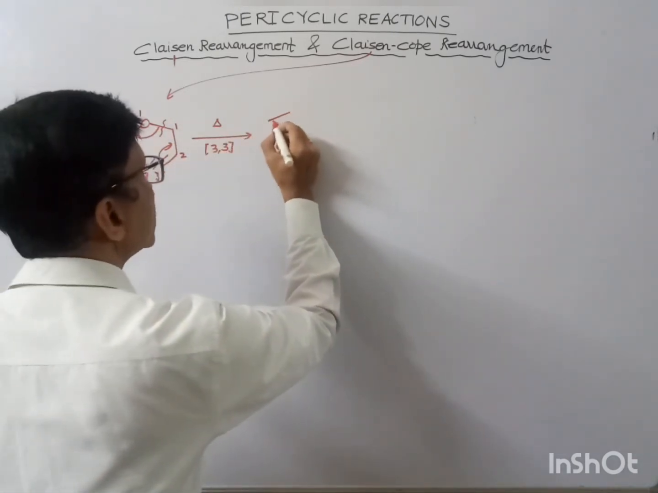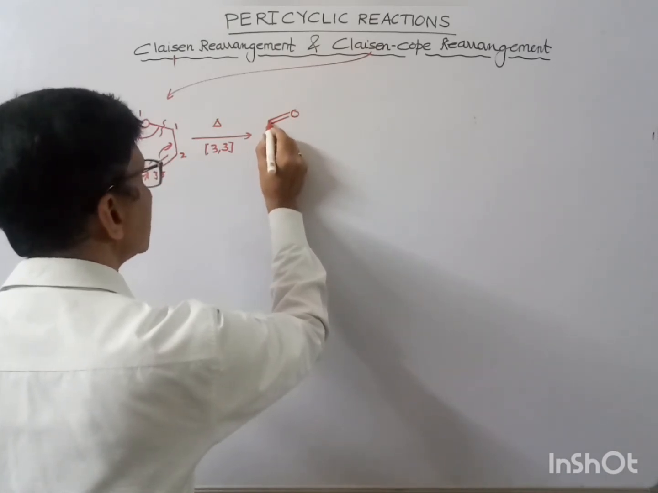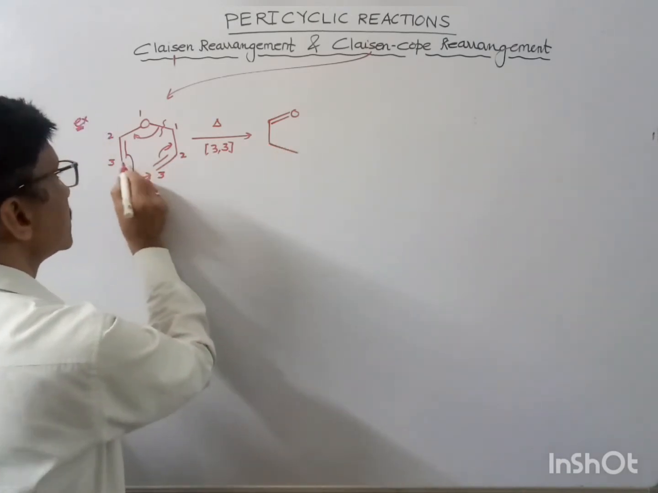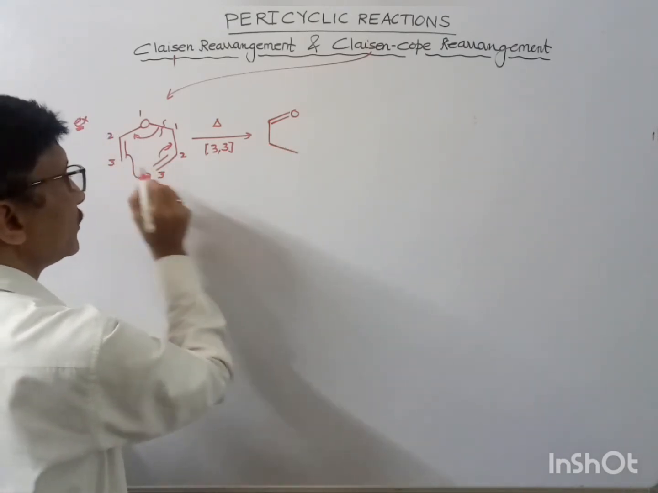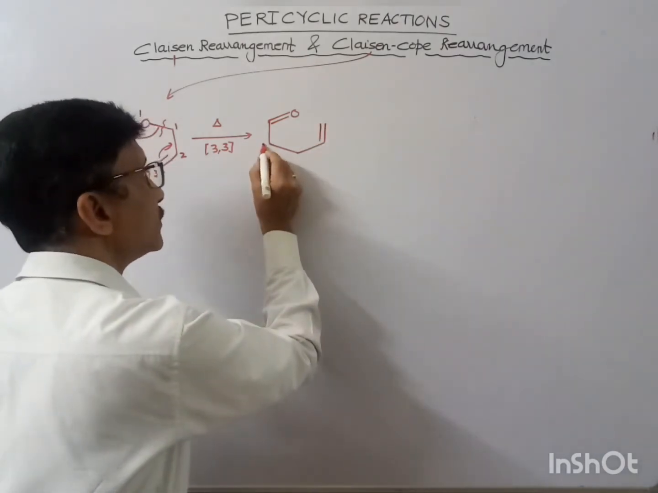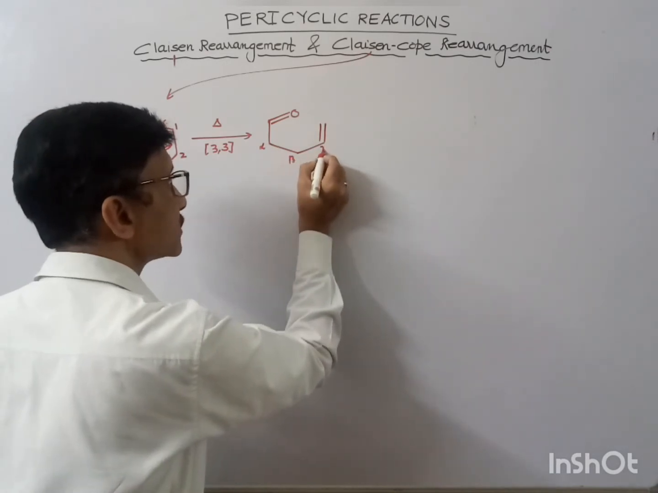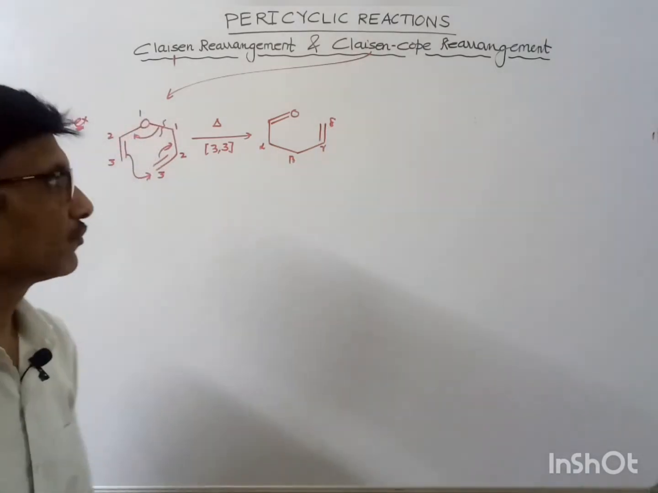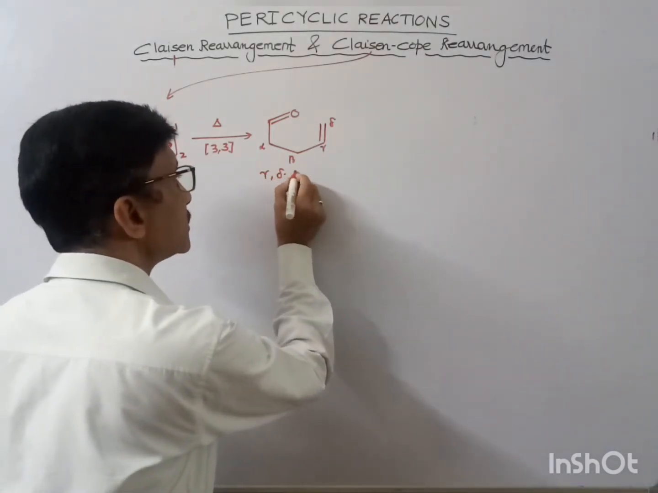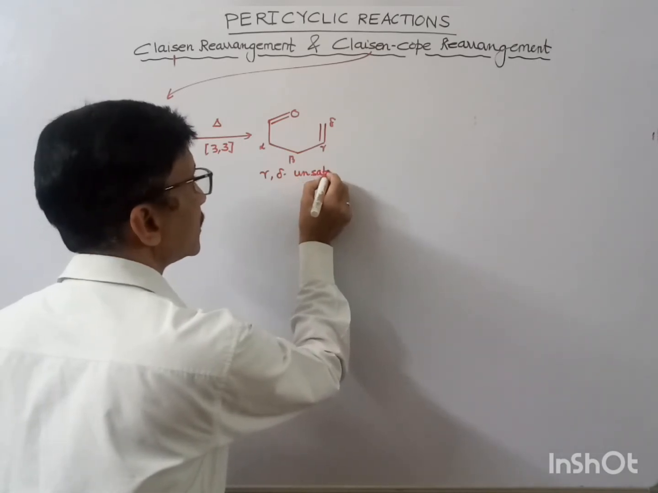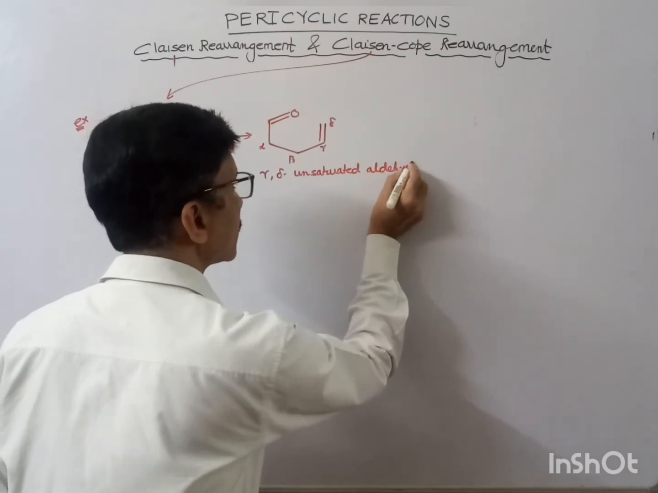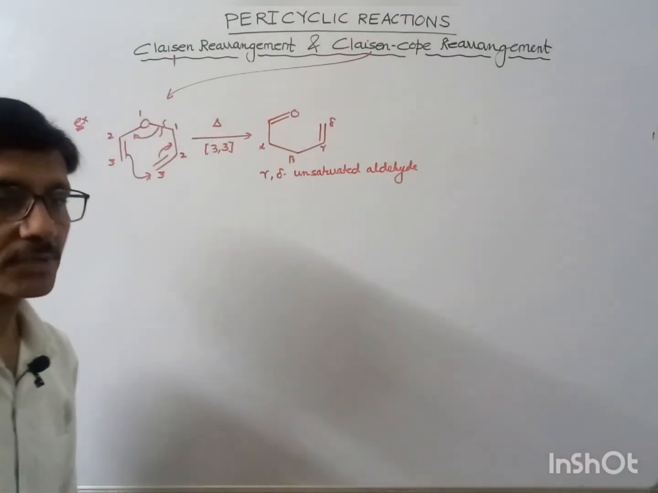And finally the product that we are getting: the C double bond O, this double bond is converted into a single bond, and a new sigma bond is formed between 3 and 3. This is the single bond and this is our double bond. So if this is alpha, this is beta, then this is gamma, then this is our delta. So what is formed as a product? Gamma delta unsaturated aldehyde is formed.